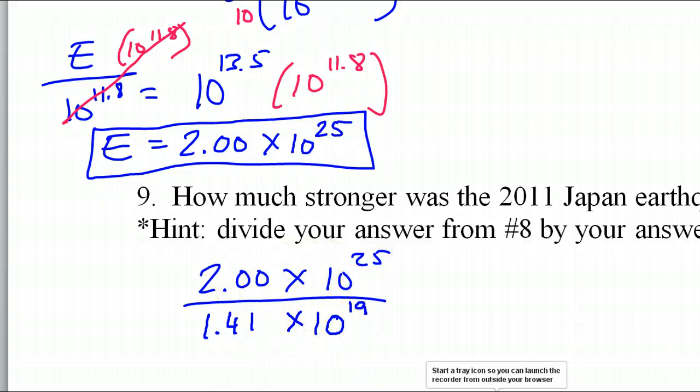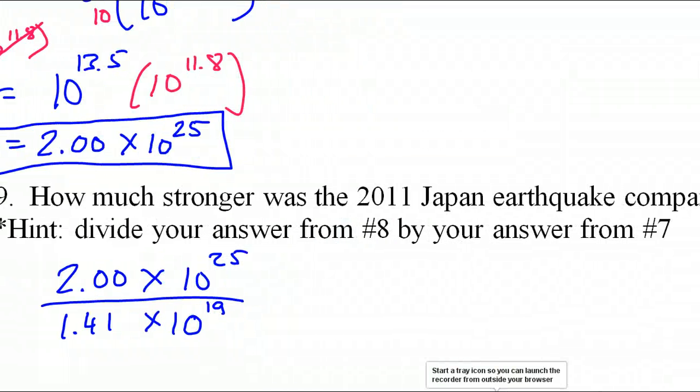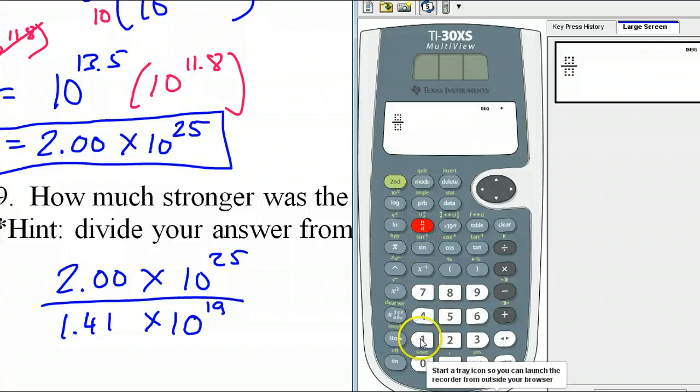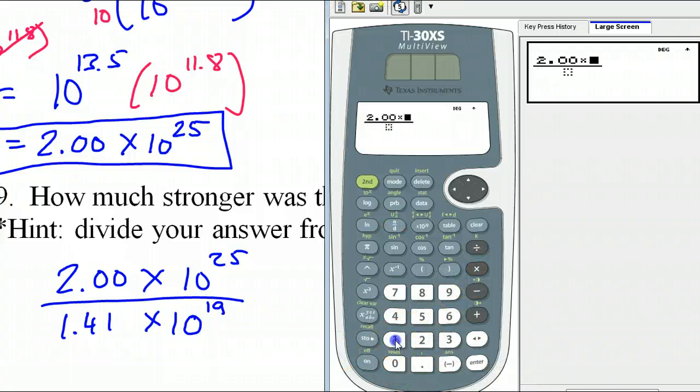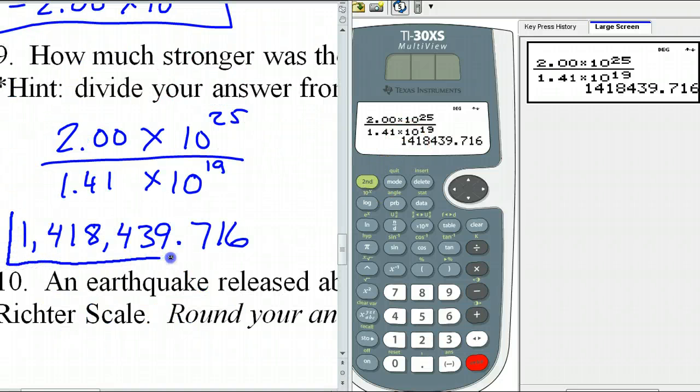Alright, I'm curious to see how our TI-30XS multiview will handle this. Okay, so this is how many times stronger it was. Alright, it's over 1 million. It's almost 1.5 million times stronger. That's a lot stronger.